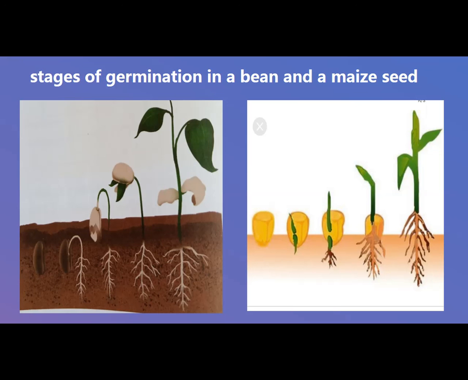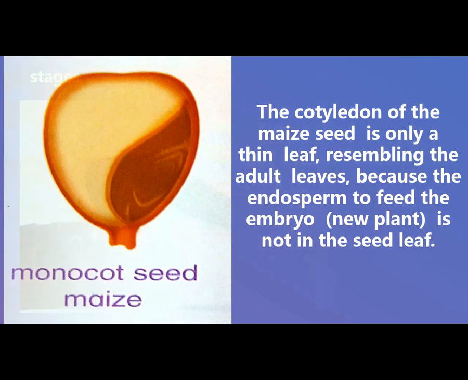Now students, let's learn about the germination of maize and bean seed. When the seeds germinate, they produce different numbers of seed leaves. The seed of a monocot plant has only one seed leaf or cotyledon, while dicots have two seed leaves. As you all know, students, maize is a monocot seed. The cotyledon of the maize seed is only a thin leaf resembling the adult leaves, because the endosperm to feed the embryo, the new plant, is not in the seed leaf.